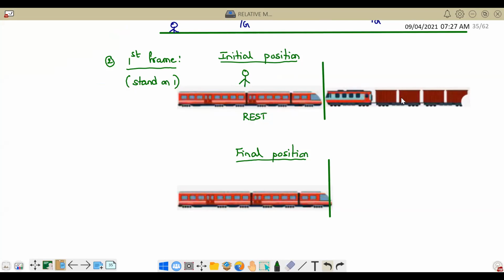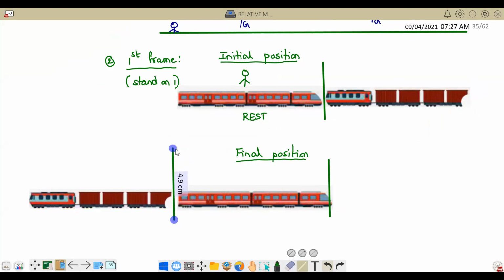So now, when do we say that the train has completely crossed? When the train completely comes this side. Now, in the initial position, it was here. Now it is moving. When the train comes here like this in the final position, then we can say that the trains have completely crossed each other. So this is called the final position. We are still here. Now this is at rest.